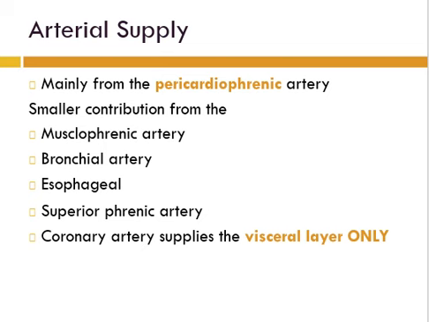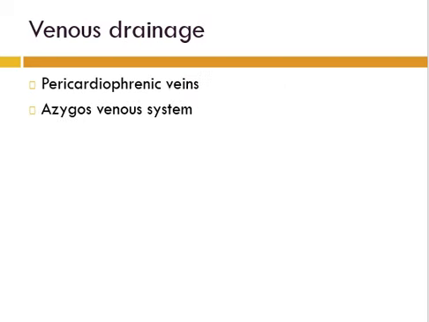Arterial supply is mainly from the pericardiophrenic artery, a branch of the internal thoracic artery. Then smaller contributions from the musculophrenic artery, bronchial, esophageal, and superior phrenic arteries, which are branches of the thoracic aorta, and coronary arteries, the first branch of the aorta. Now the venous drainage. Venous drainage is from the pericardiophrenic veins, tributaries of the brachiocephalic veins, and then variable tributaries of the azygos venous system.